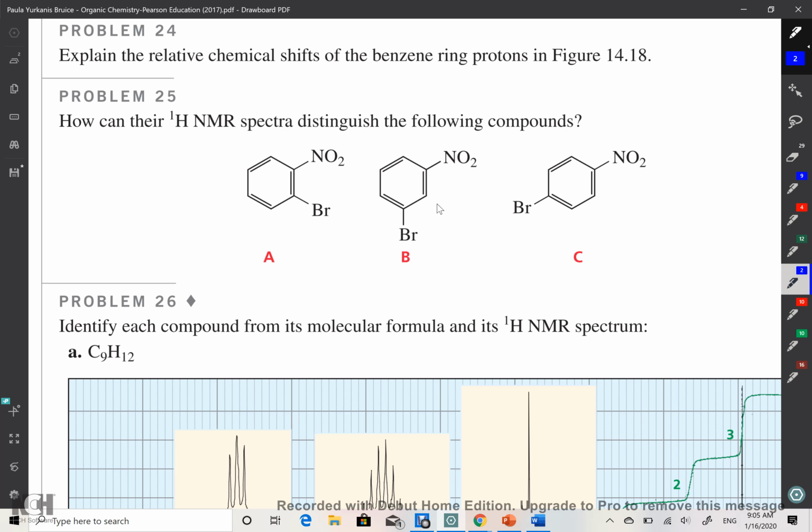Number 25. How can the proton NMR spectra distinguish between the following compounds, A, B, and C? How can the NMR distinguish between A, B, and C? It has to do with the fact that the bromines are different, like proximity. Multiplicity.